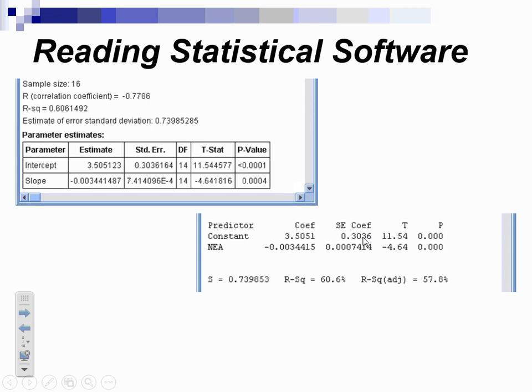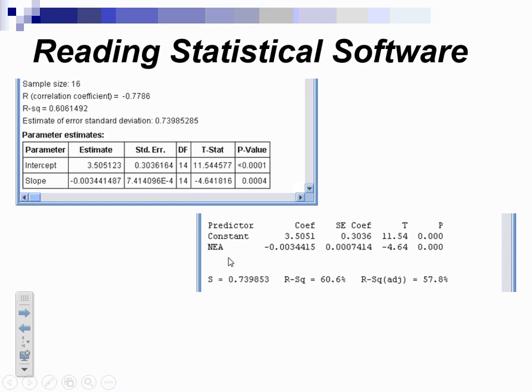Now, here's the good news. Sometimes, like you can see in this one right here, the intercept and slope are simply stated as intercept and slope, so that makes it really simple. The value that we care about is that very first number, that first column. So the intercept of this equation is 3.505123. The slope is a negative 0.003.